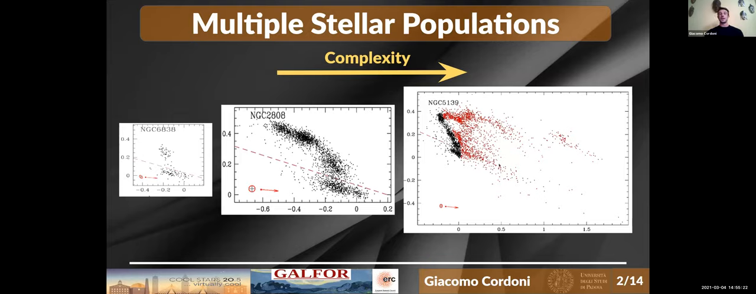But thanks to the chromosome map and to detailed spectroscopic studies, today we have been able to identify, let's say, two classes of clusters: type 1 clusters and type 2 globular clusters.